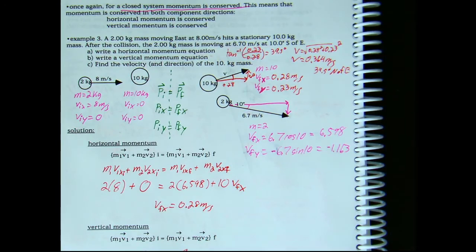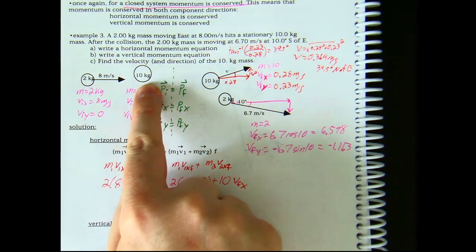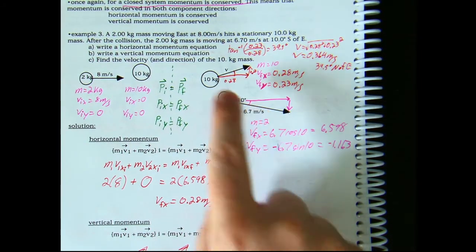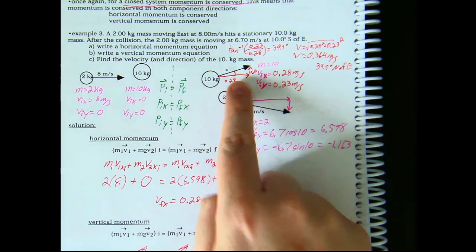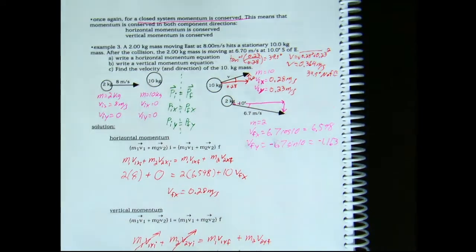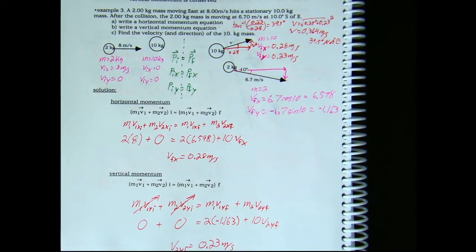Which is kind of what we expect. If we have a 2 kilogram object, an object that's 1/5 the mass, coming in hitting a stationary 10 kilogram mass, this guy's going to bounce off a lot harder. He's going to be moving a lot quicker. This guy is going to be moving a lot slower. Ultimately, momentum is still conserved, and it does kind of align with what we expect. So there is the entirety of the question.